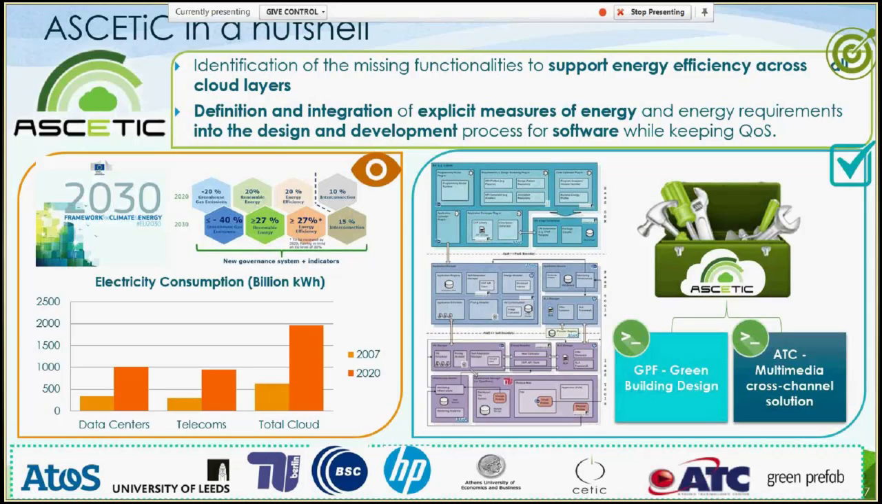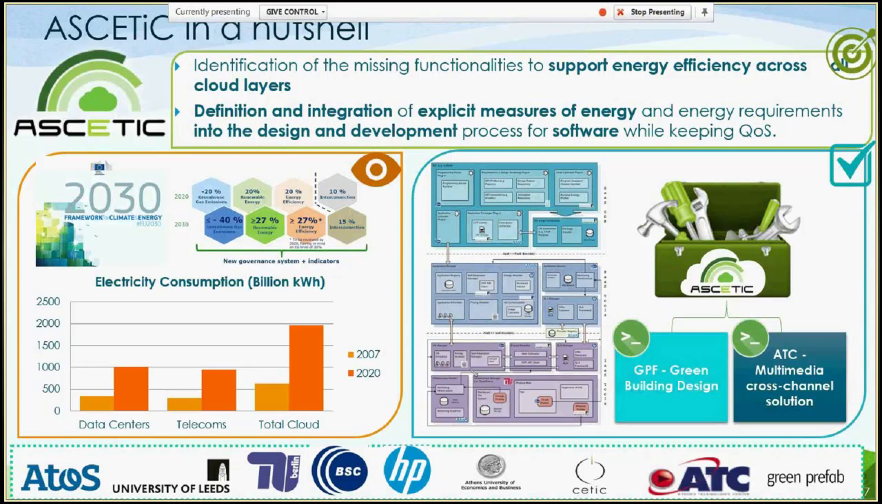And by doing that, ASCETiC is proposing to define and integrate explicit measures of energy and the energy requirements in the design and development process for the software to run on clouds while keeping quality of service at an acceptable level. Which means that ASCETiC aims to look at energy efficiency support from the time you design your software, you implement it, you operate it, you run it, and basically you ensure that by doing the whole process, you are again supporting energy efficiency in all those stages.